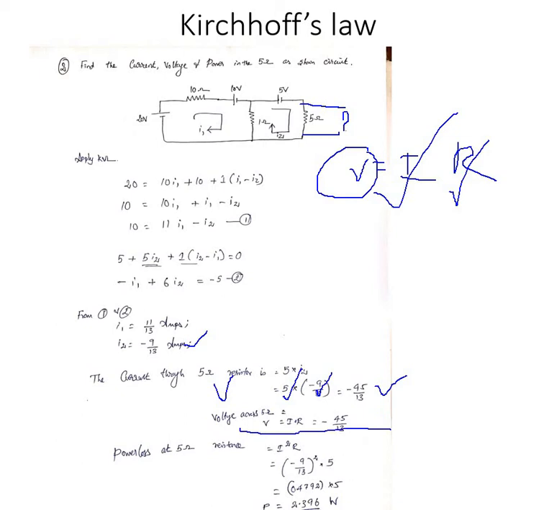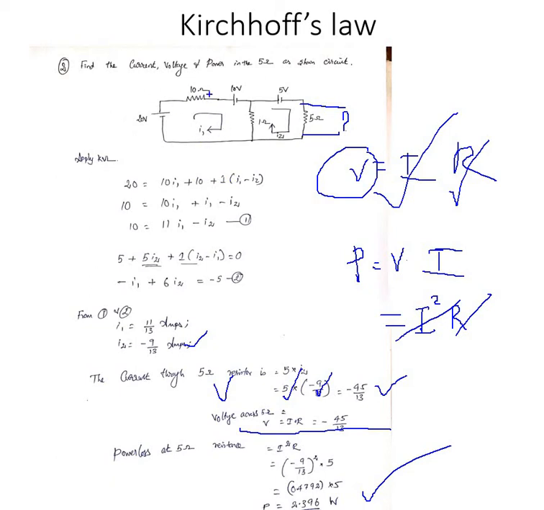The next one: what is the power across the resistance? What is the power formula? The general power formula is P is equal to V into I. And the power across the resistance, as we saw in the last class, is I squared R. Do you know the I value? Yes, minus 9 by 13. Substitute 9 by 13 whole square, multiply by 5, the resistance value. Then what is the answer? 2.396. That's all.